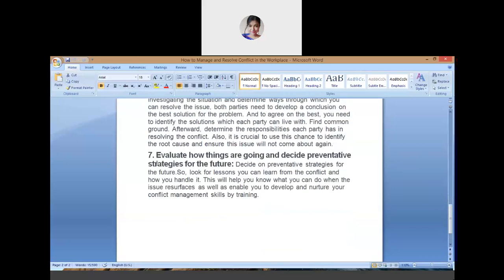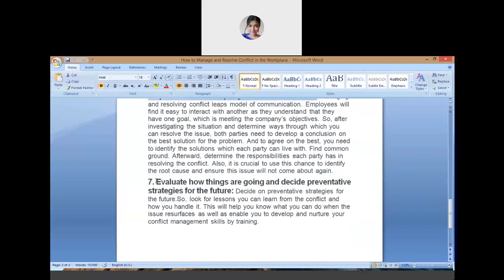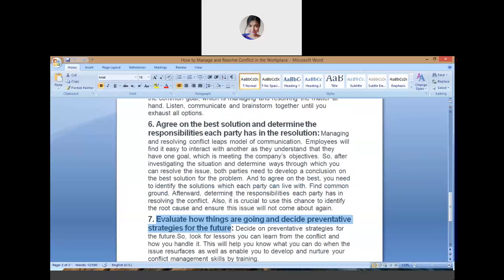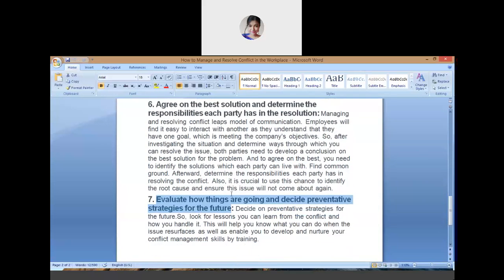Next is to evaluate how things are going and decide preventive strategies for the future. Once you agree on the best solution, the last step is to evaluate how things are going and decide preventive strategies for the future. You have to also keep a check whether everyone is doing their work as it was decided. Because you had reached a conclusion, the conflict was resolved, isn't it? There was a solution and everybody agreed to it.